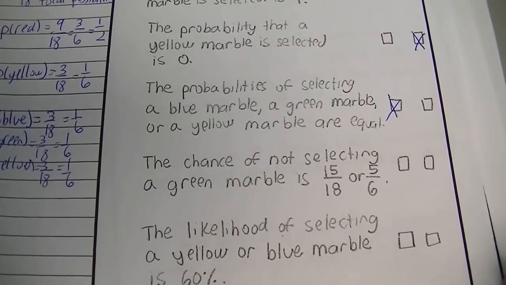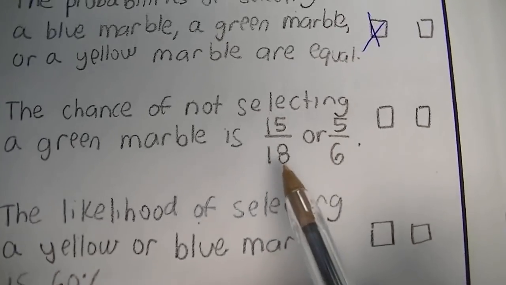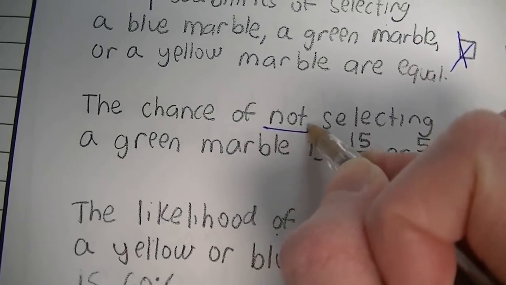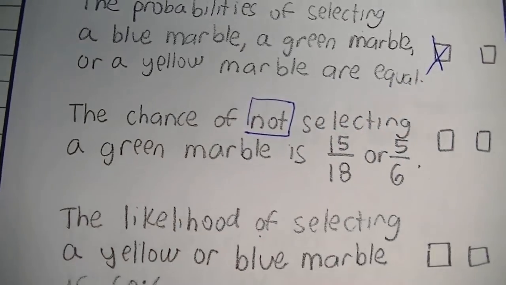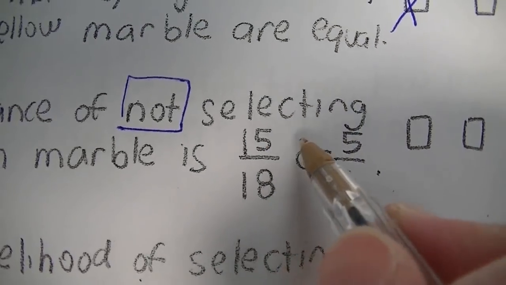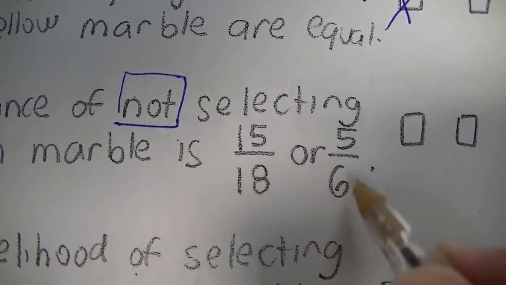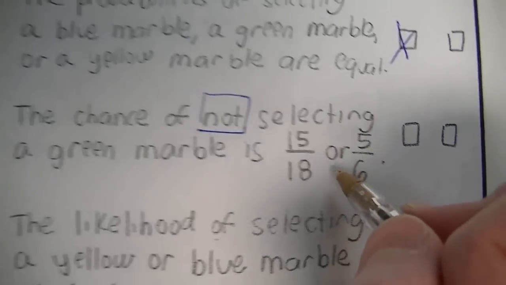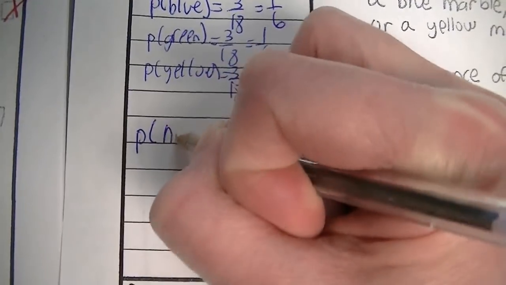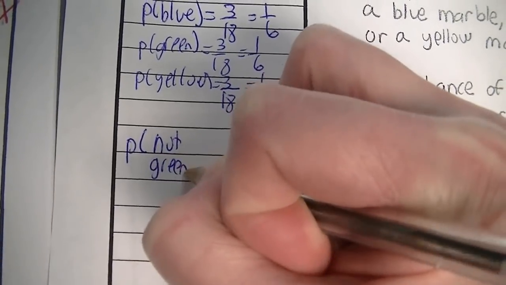Okay, the chance of not selecting a green marble is 15/18 or 5/6. So let's see here. Not selecting a green one. So I can select everything but a green one. Let me see if these are even equivalent. So I divide by 3 to get 5, divide by 3 to get 6. Okay, so I know these are equal to each other, but I got to figure out, are they even right? So probability of not selecting a green. Probability of not green. So there's a couple ways you could do this.